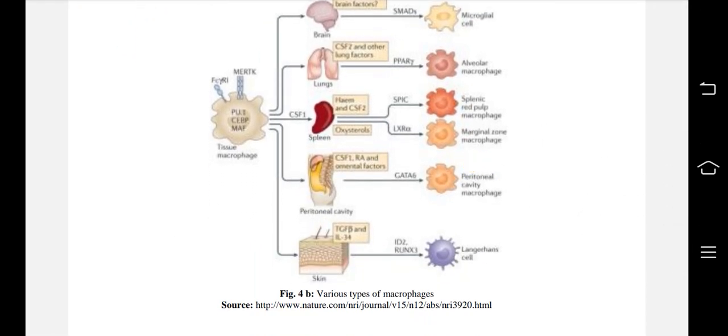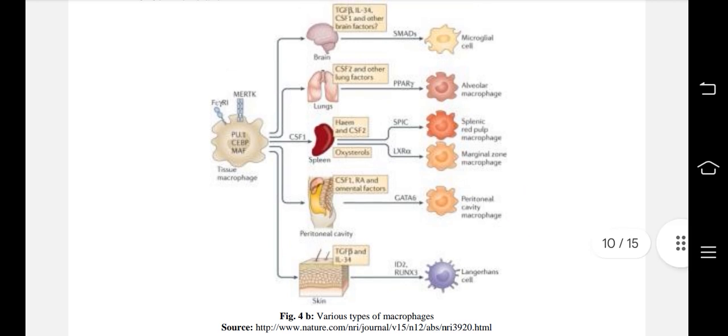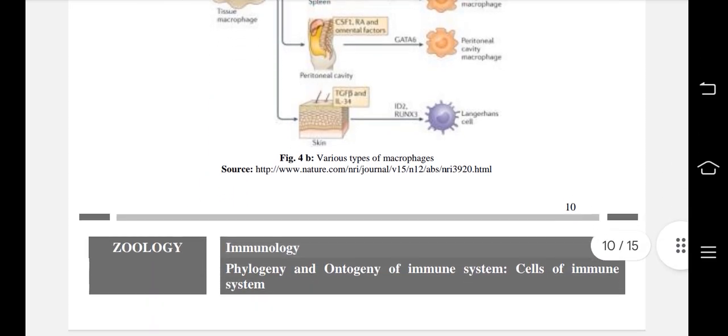Various types of macrophages: alveolar macrophage, splenic red pulp macrophage, marginal zone macrophage, peritoneal cavity macrophage, Langerhans cells.